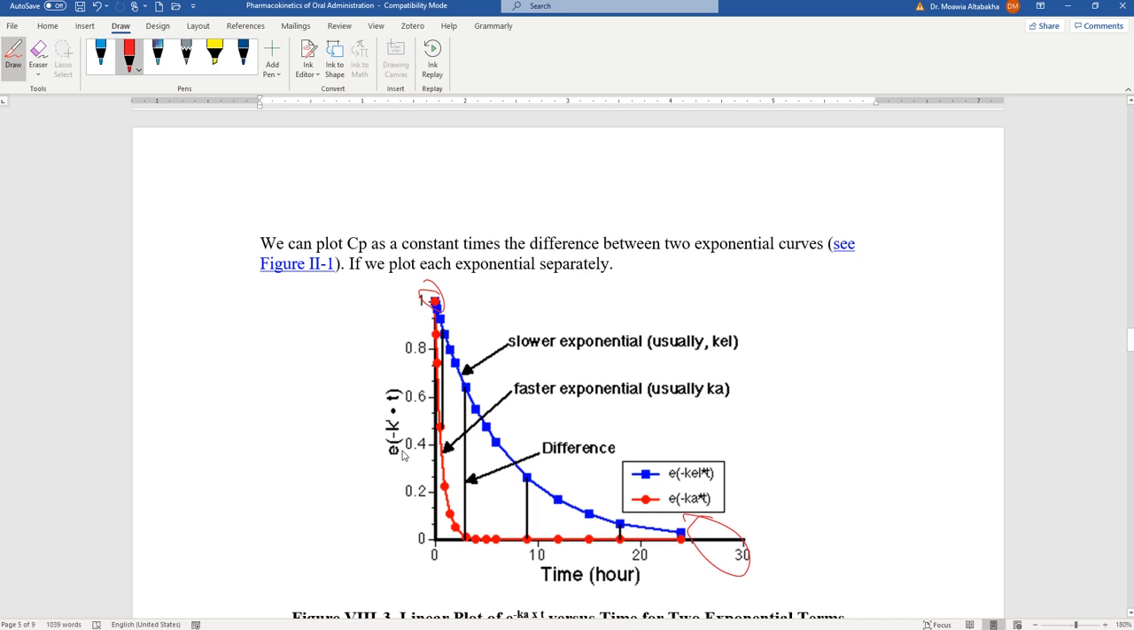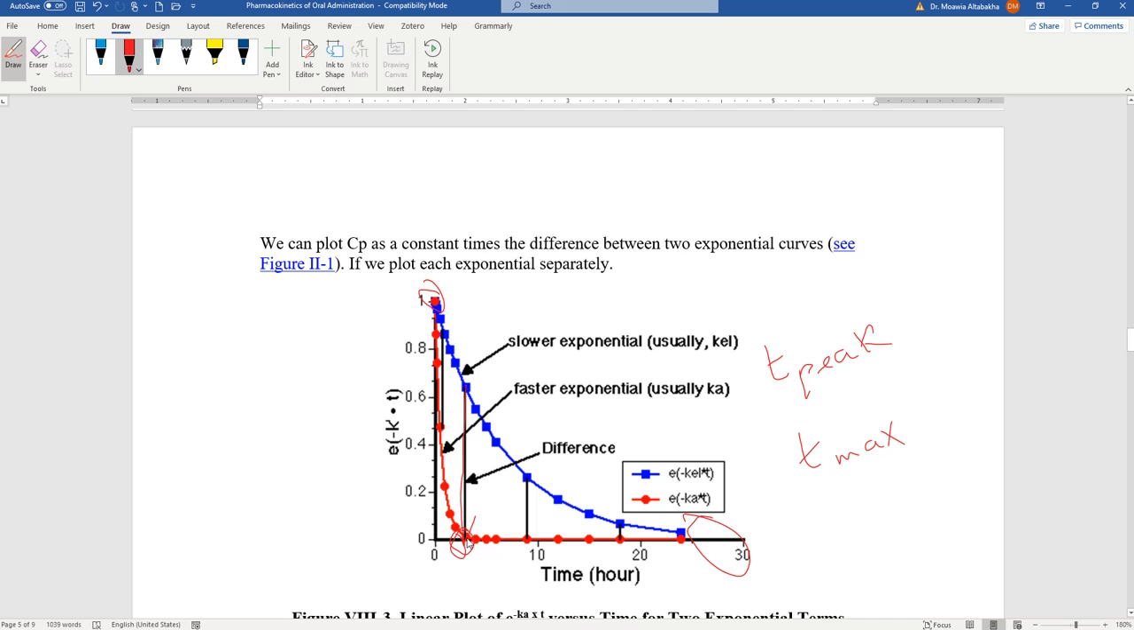Okay, where is the maximum difference between the two exponents? Where do we find the maximum difference? According to this, maybe this is the maximum difference between e to the power of minus KL t and e to the power of minus Ka t, maybe at this time. This is the time. This time I will call it t peak, or I may call it T max. Okay?